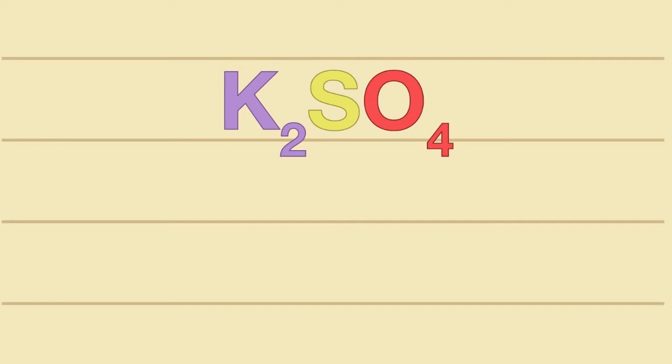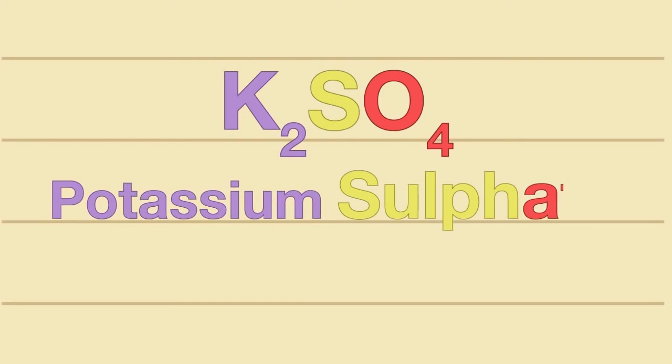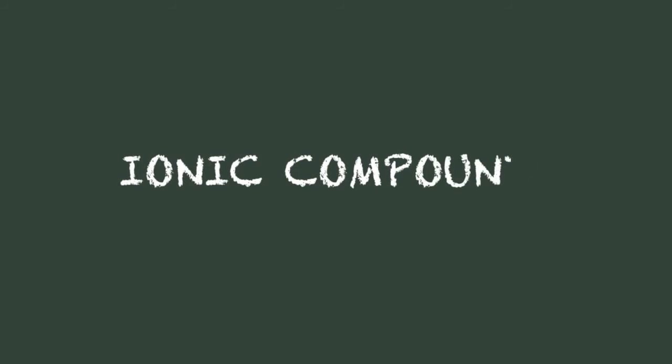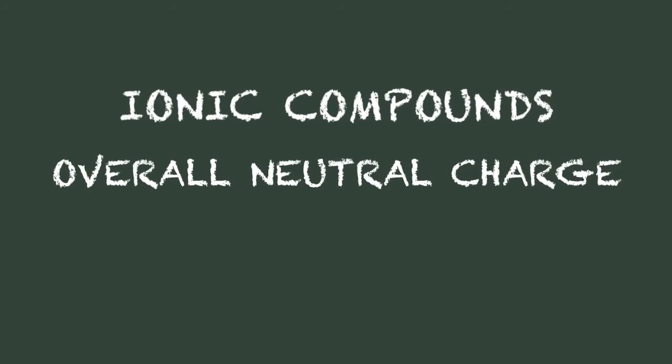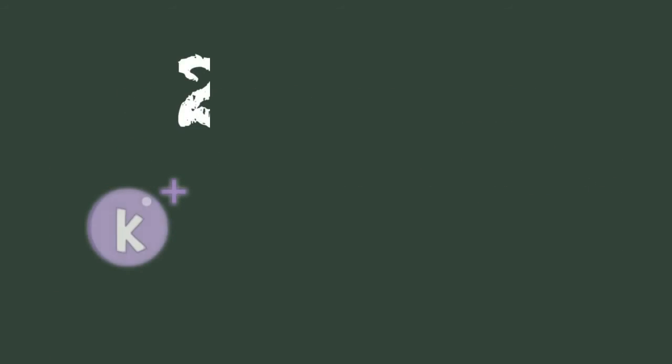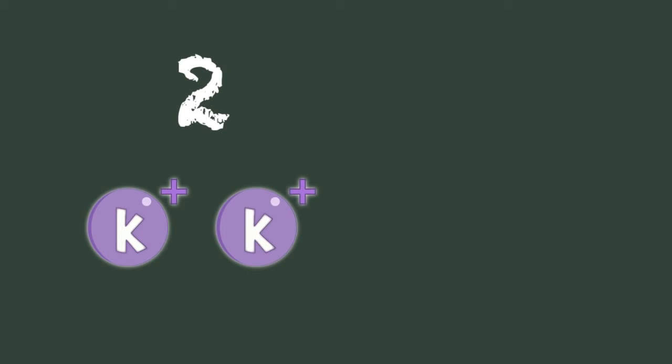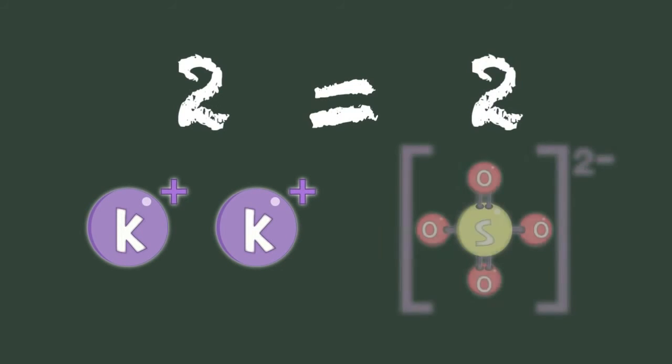The formula is K2SO4 and the name is potassium sulfate. We know that ionic compounds have an overall neutral charge, so it makes sense to have 2 potassium ions to fully balance the -2 charge of the sulfate ion.